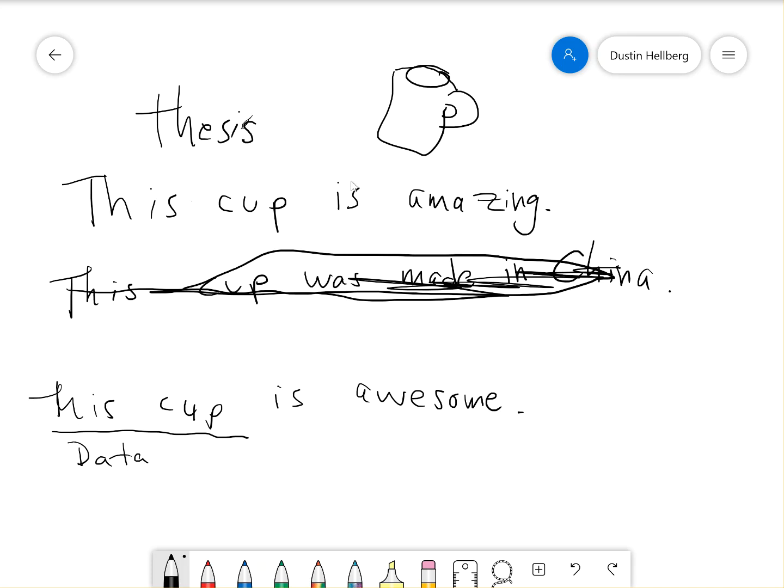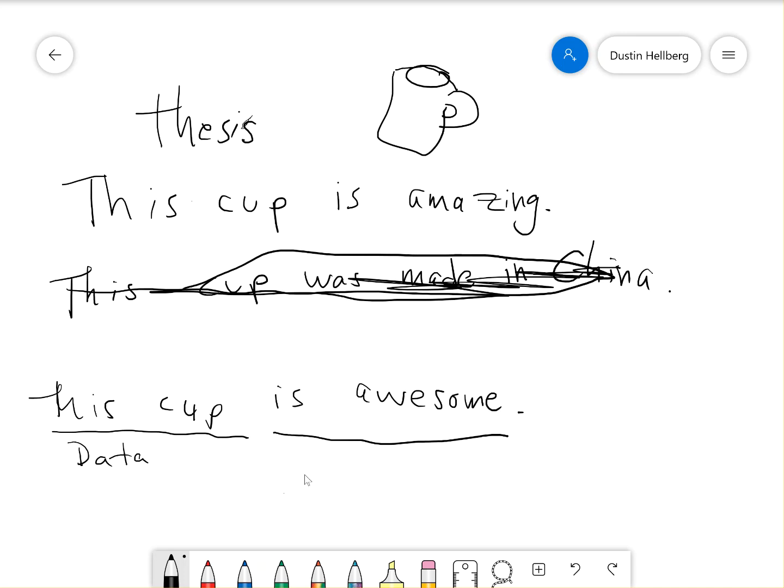It's the thing we can all look at. We can all look at this cup. Somebody else can walk in off the street and say, oh, well, this cup is not so amazing. This cup is not awesome. Then we have a debate. This is what I mean. Thesis statements present sentences and ideas that are debatable. This cup was made in China. We can't debate that. So we're not going to have a thesis statement based on that.